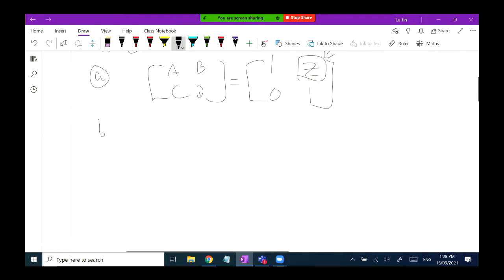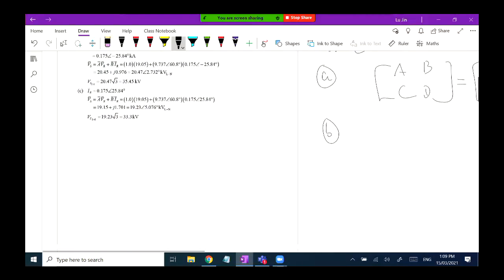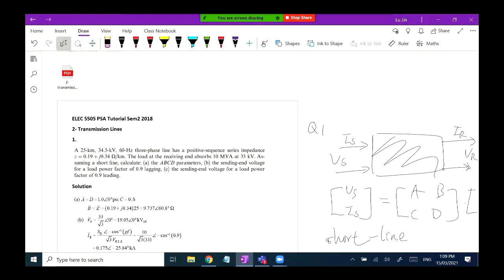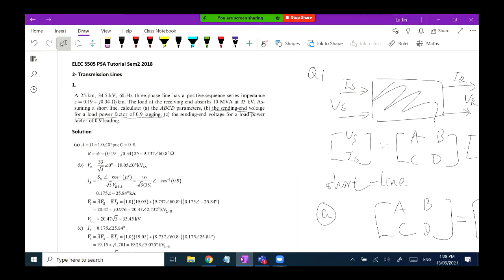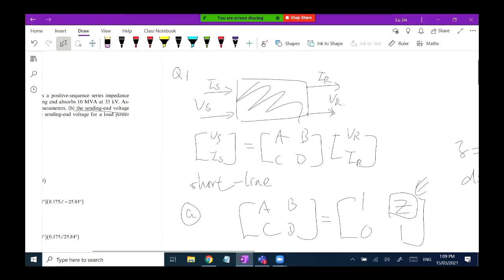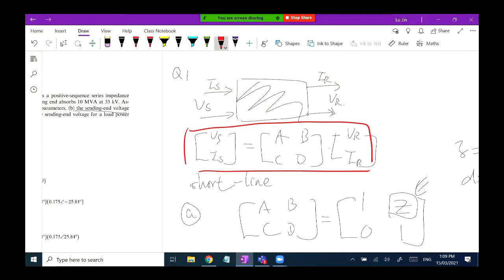Part B. Let's go back to our question and have a look at part B. It is asking us to calculate the sending end voltage for a load power factor of 0.9 lagging. Based on the ABCD model we developed in part A, the question is asking us to determine the value of the sending end voltage, Vs. So you want to solve for Vs based on the ABCD model.